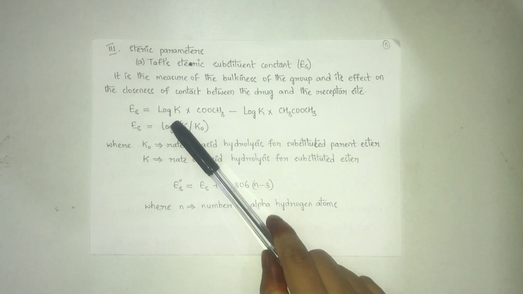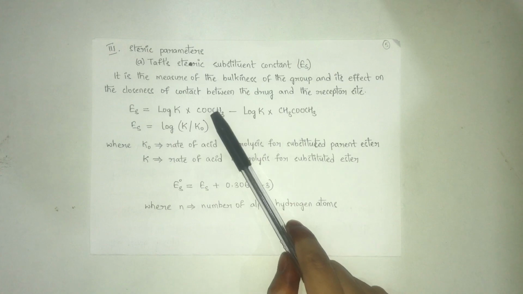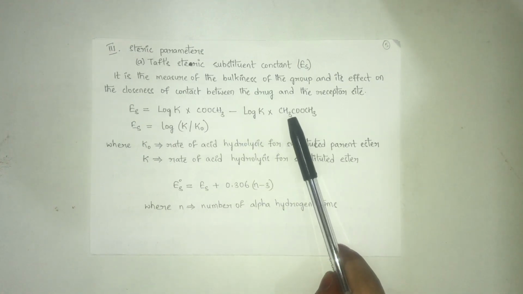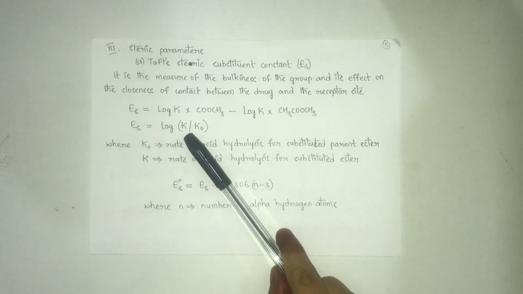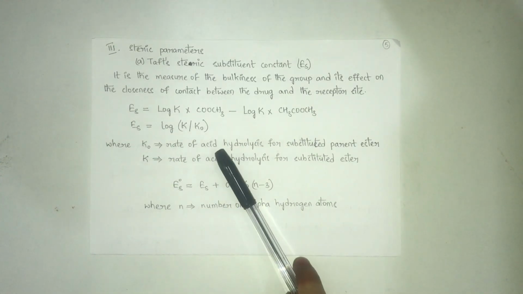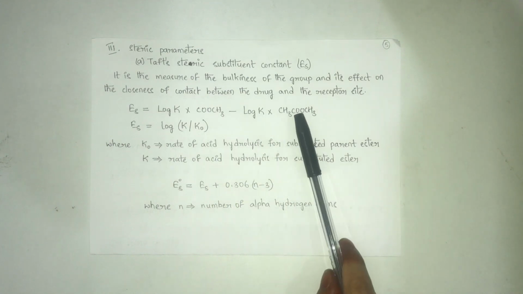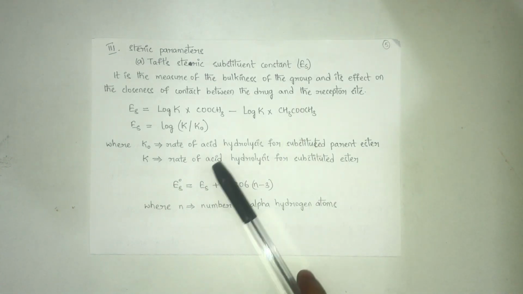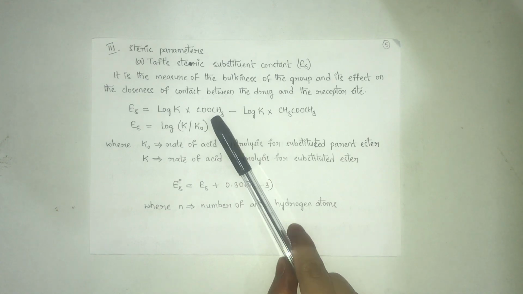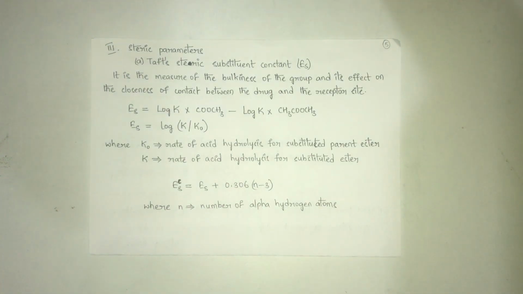Es, that means Taft's steric substituent constant, equals log k of the substituted ester minus log k of CH3COOCH3, which can be written as Es equals log of k by k naught, where k naught is the rate of acid hydrolysis for the parent ester, whereas k is the rate of acid hydrolysis for the substituted ester. Normally, it is standardized to the methyl group; Taft's steric substituent constant for the methyl group is 0.